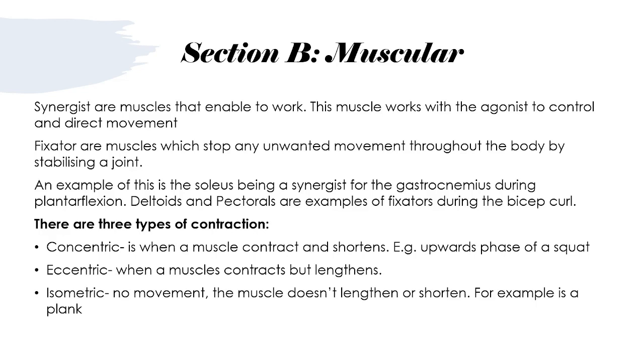There are also three types of contraction. Concentric, that's when the muscle contracts and shortens, for example the upward phase of a squat. Eccentric, it's when a muscle contracts while lengthening. And the isometric is no movement, so the muscle doesn't lengthen or shorten. An example here is a plank.